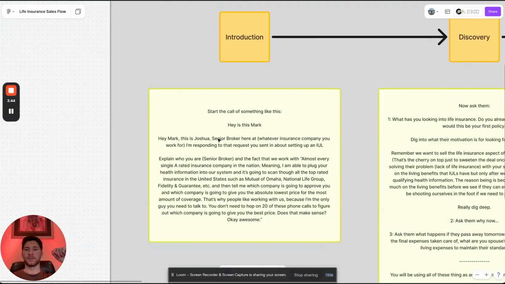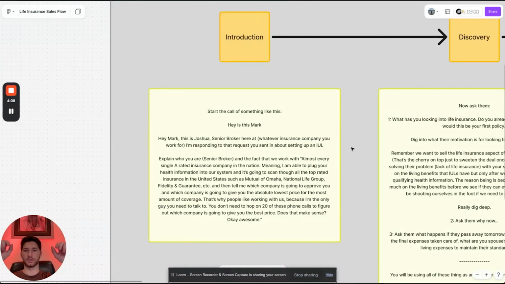Okay. So I say their first name, my position. That is better than just a regular agent. Of course, don't lie here, but that's the framework you want to go about. Insert whatever insurance company you work for. And then I'm responding to the request that you sent in about setting up an IUL, a whole life policy, mortgage protection, whatever. So then next, what you want to do is you want to explain who you are, right?